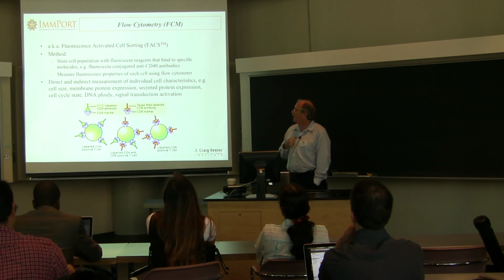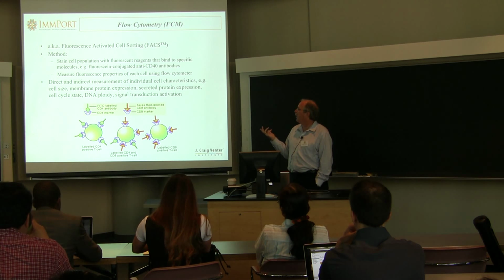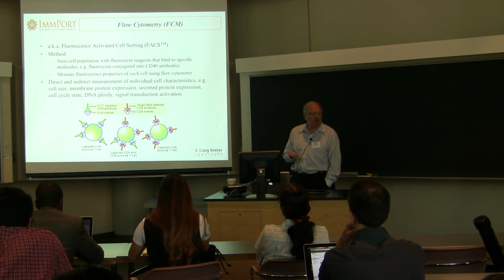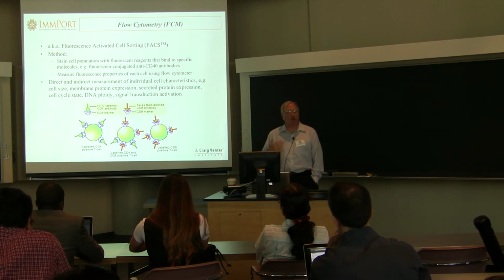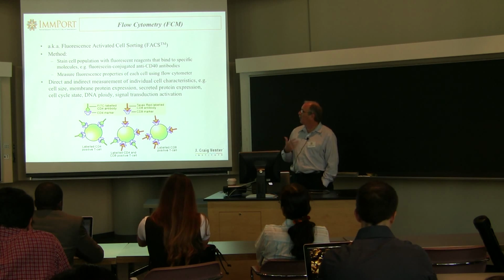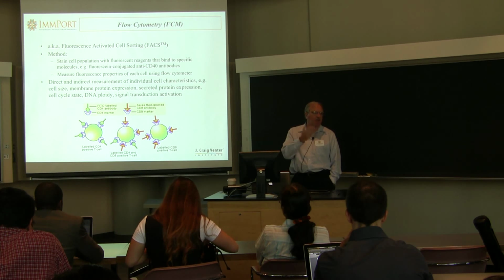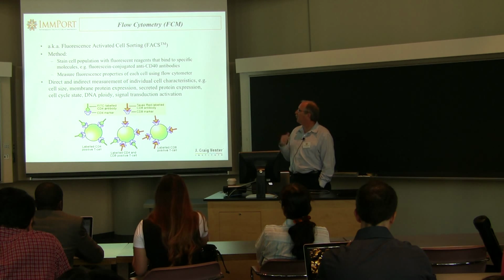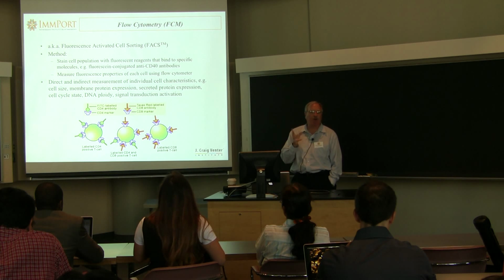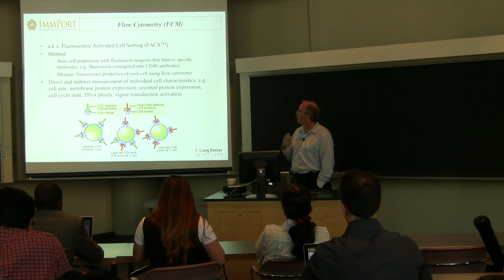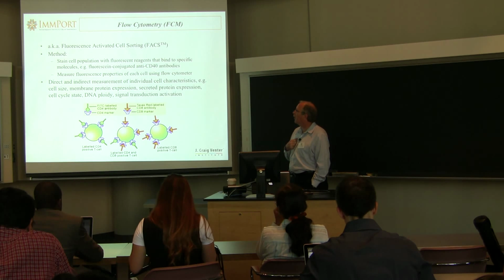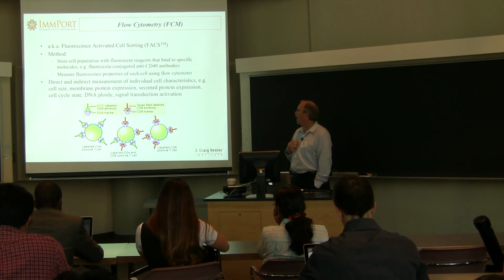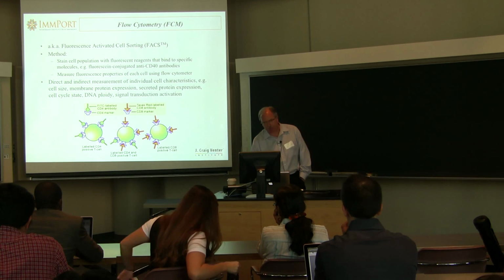So by using this technology, that provides for the direct and indirect measurement of individual cell characteristics, including things like cell size, membrane protein expression, the expression of secreted proteins. DNA content can be measured and used to assess the stages in the cell cycle that the cell is transiting through. And it can also be used to measure signal transduction activation using phosphorylation-specific antibodies. So it's quite a powerful tool to look at how cells are responding to different kinds of changes in their environment and the other kinds of characteristics of cells.